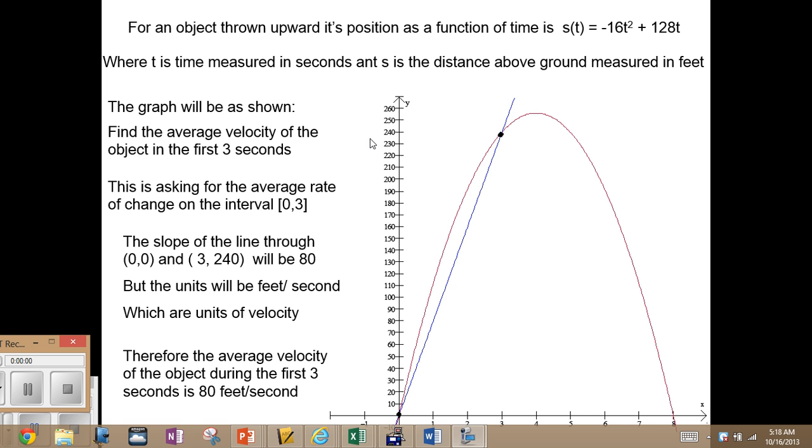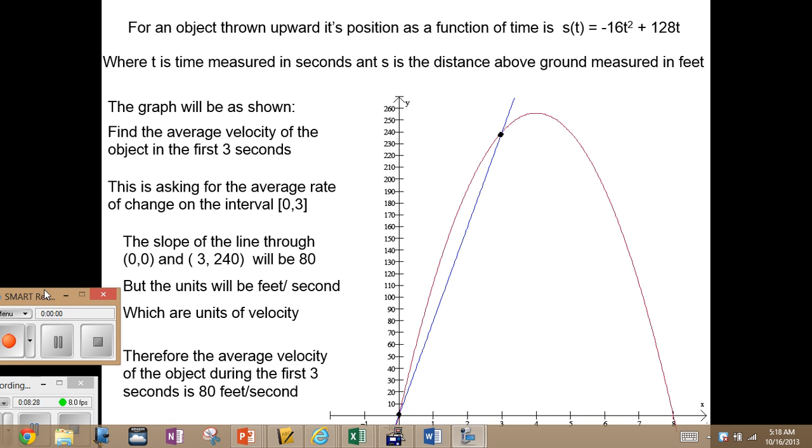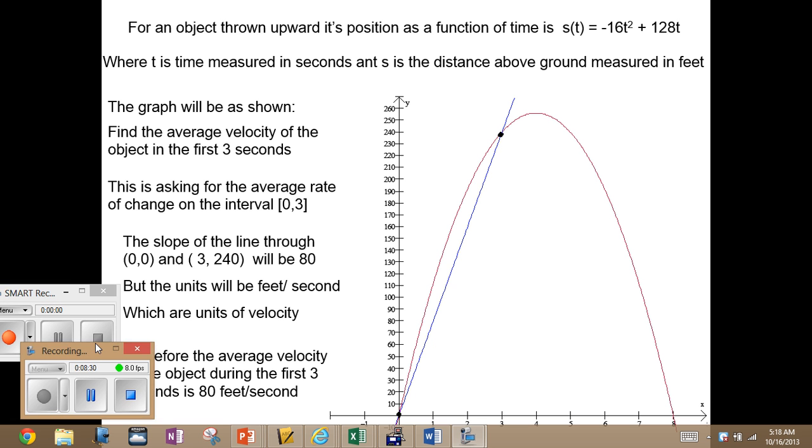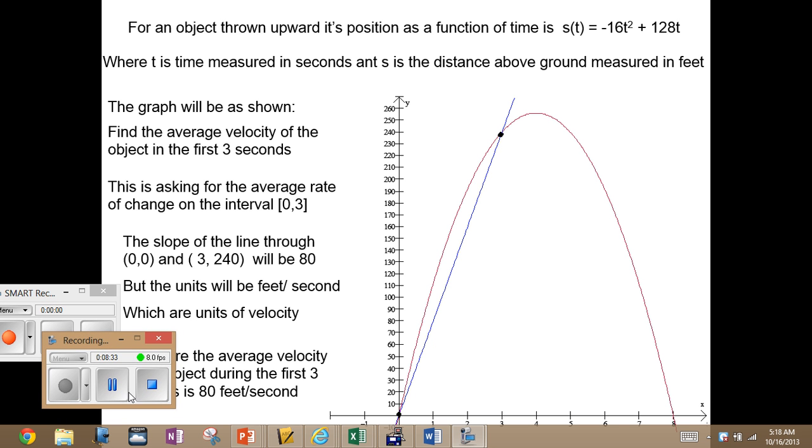And since this is in units of feet per second, which are velocity units, it computes for us the average velocity. Okay, I think we're going to stop it here and resume with a new video.